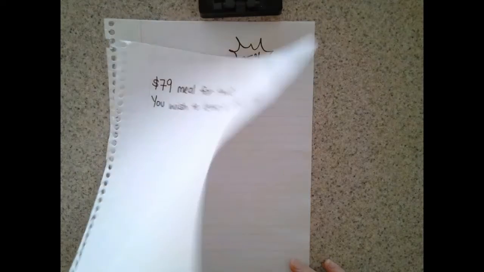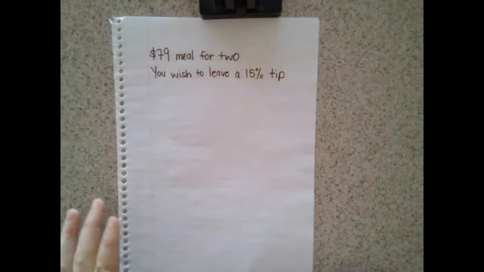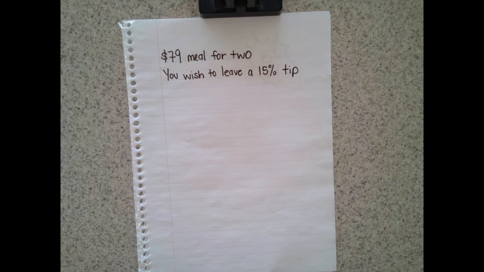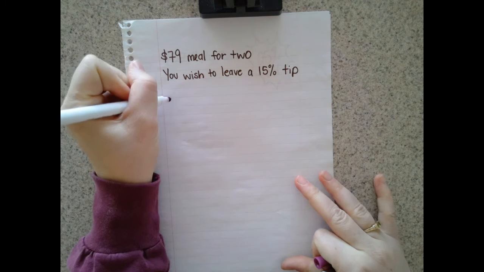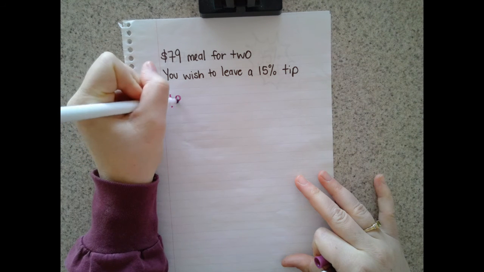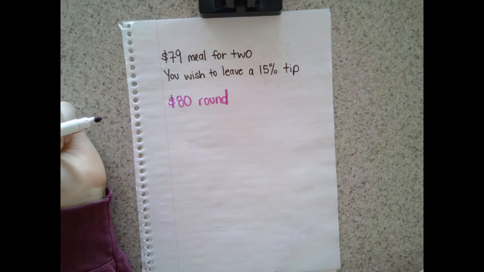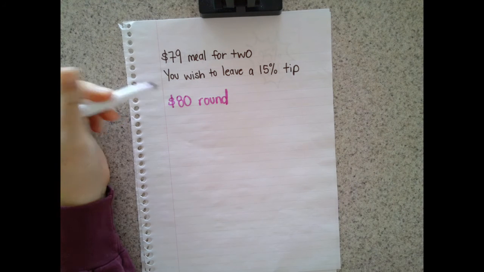All right, here is a great real life example. You're going out to eat. You are buying a meal for two and it costs $79, and you wish to leave a 15% tip. So what's 15% of the total? How much are you going to have to pay? First of all, you are free to round $79 to $80 if you'd like. 80 might be a little bit easier to do math with.